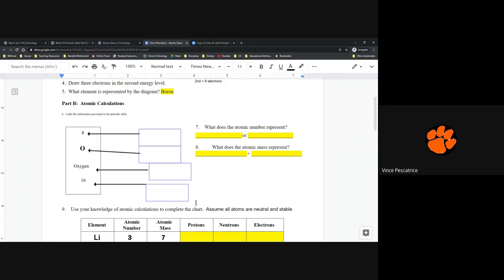So what does the atomic number tell us? The atomic number tells us the number of protons. It's like the 8th time I've said this. And the number of total electrons.